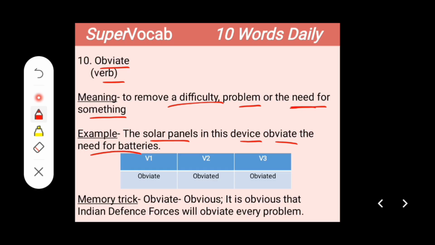So the forms of verbs are obviate, obviated and obviated. So how to remember this? So this word has a very interesting example. Obviate sounds similar with obvious. Obviate, obvious. And so the memory trick is, it is obvious that the Indian Defense Forces will obviate every problem.